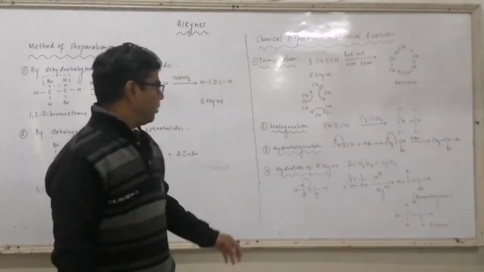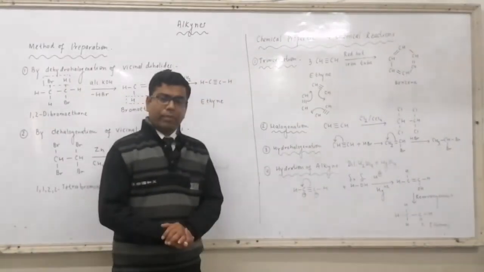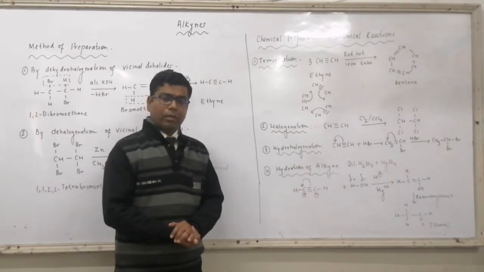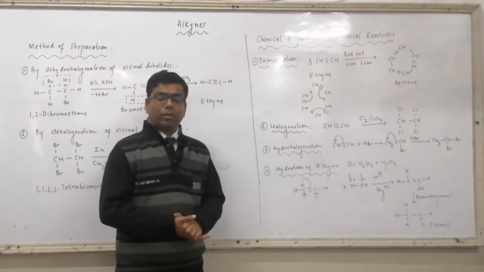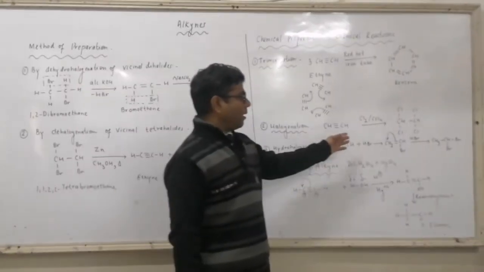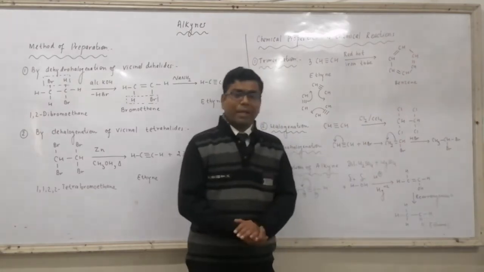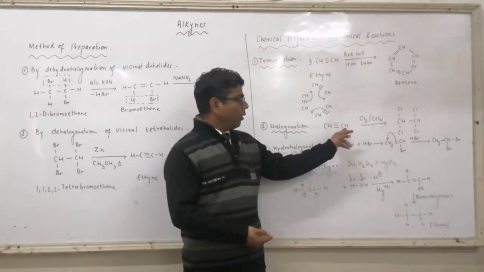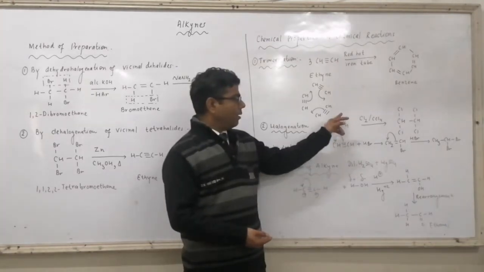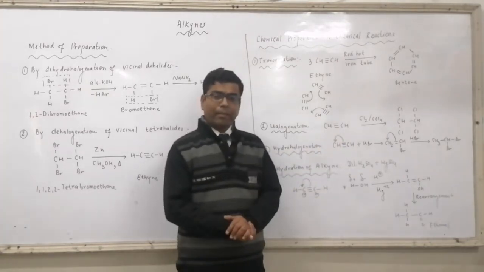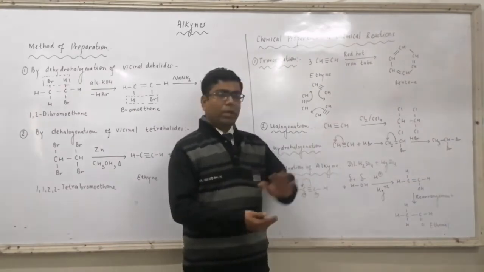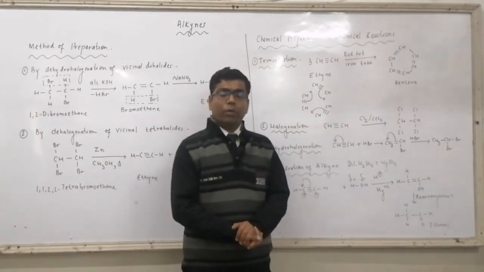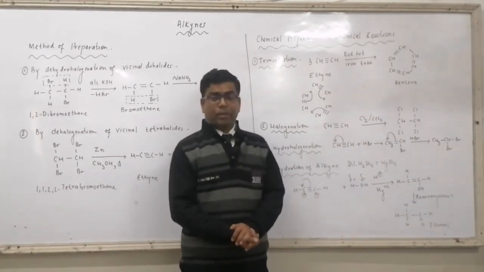Now, the next one is your halogenation. In halogenation, we will obtain vicinal tetrahalides. So when ethyne is taken with Cl2 in presence of CCl4 as a solvent, 1 Cl, next Cl will be added, and ethyne will be converted to 1,1,2,2 tetrabromoethane.